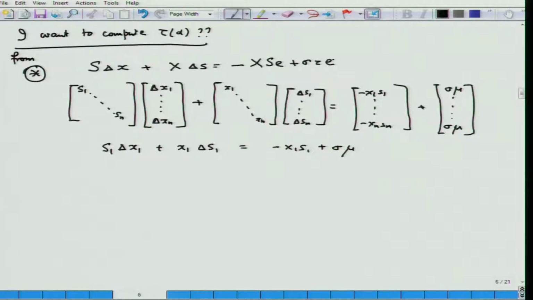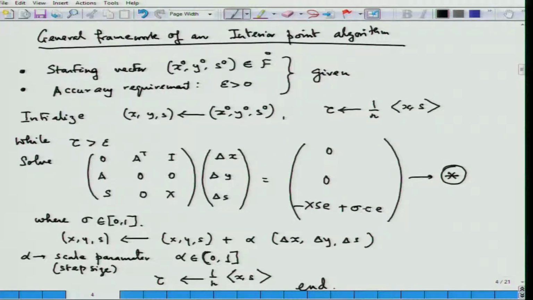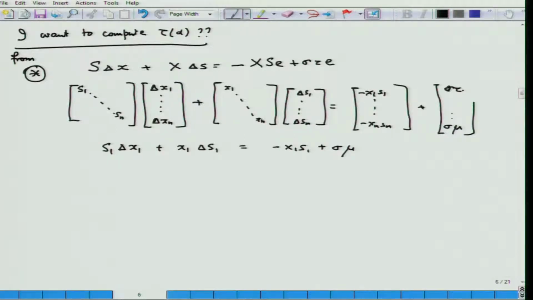So, here there is a mistake, it should be sigma tau. If you look at the equation, it is sigma tau, not sigma mu. Sigma tau here. So, sigma tau and sigma tau. And so on. So, I can write Sn delta xn plus xn delta Sn is minus xn sn plus sigma tau.